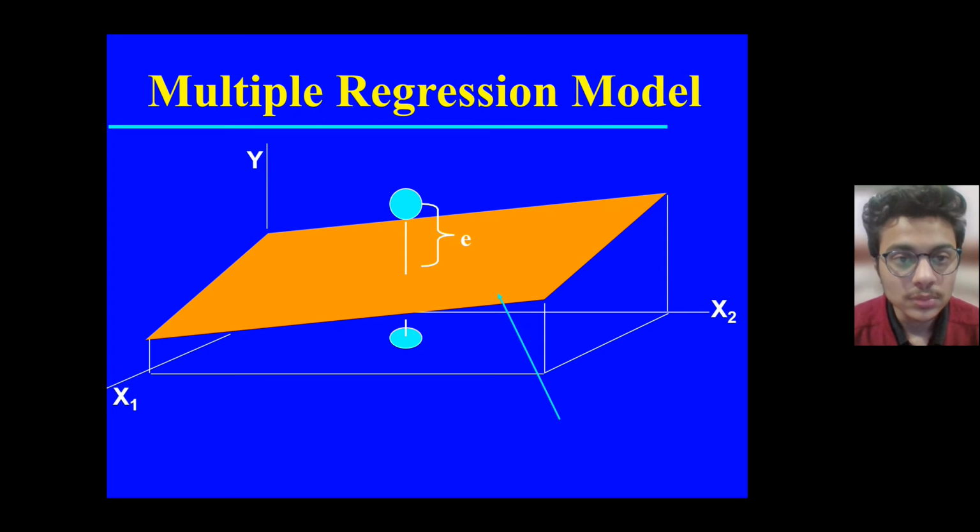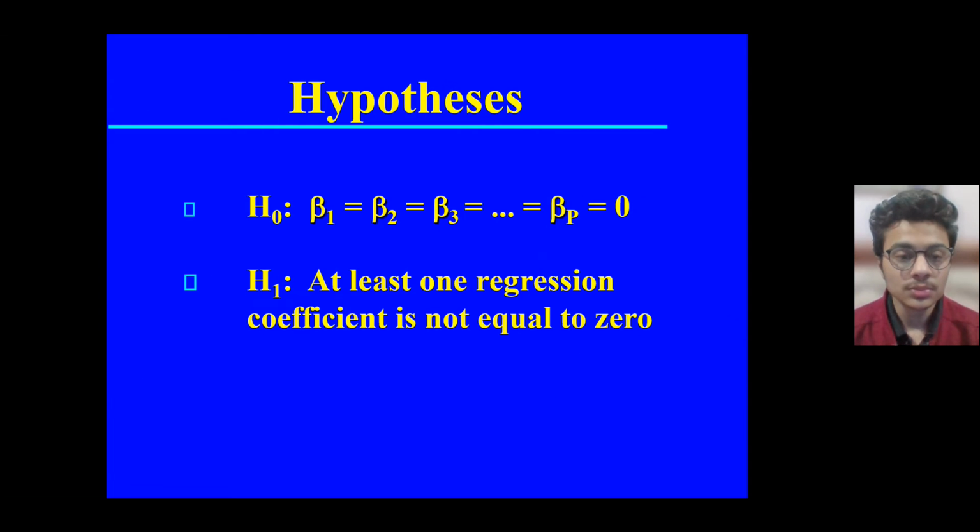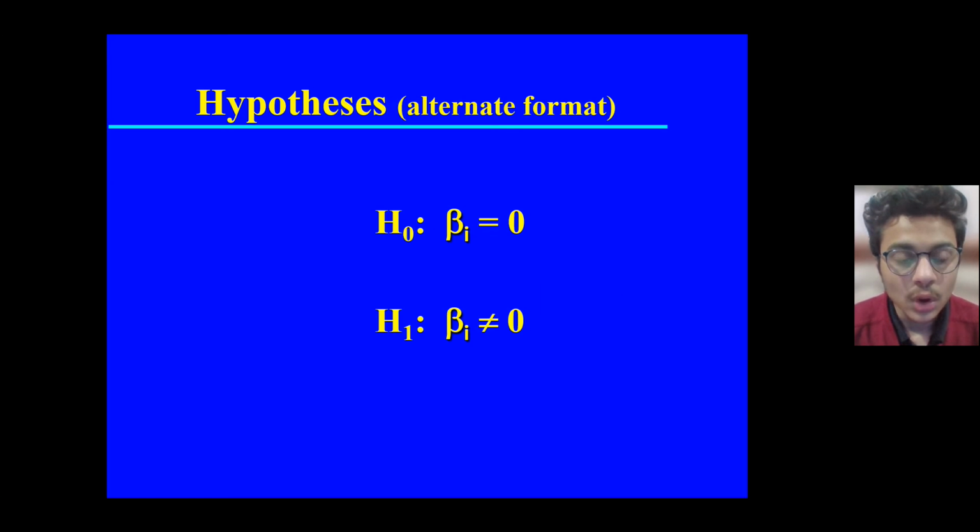This is the diagram of the multiple regression model. Now the hypothesis. First, H0: beta 1 is equal to beta 2 is equal to beta 3, up to beta p, they are all equal to 0. H1: at least one regression coefficient is not equal to 0. Now the hypothesis in alternate form: H0: beta i is equal to 0 and H1: beta i is not equal to 0.